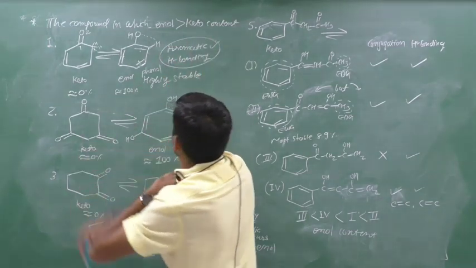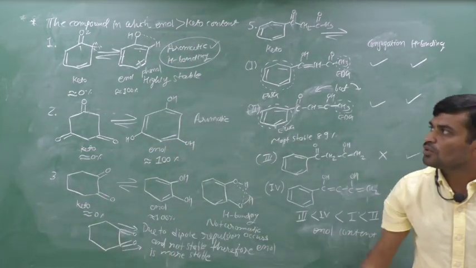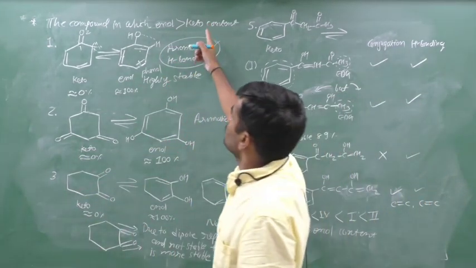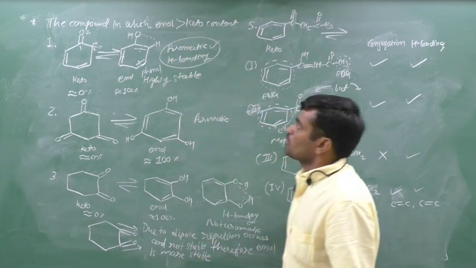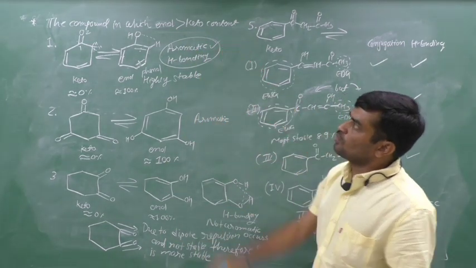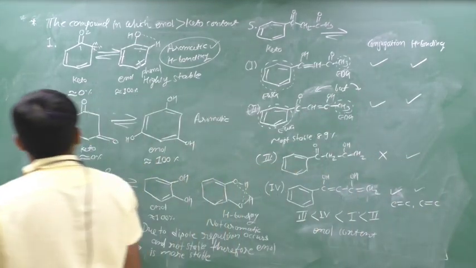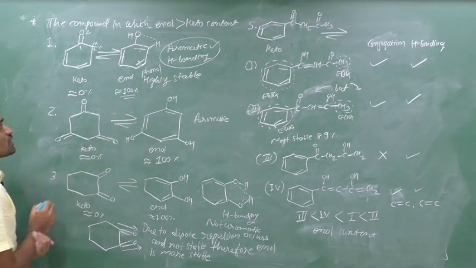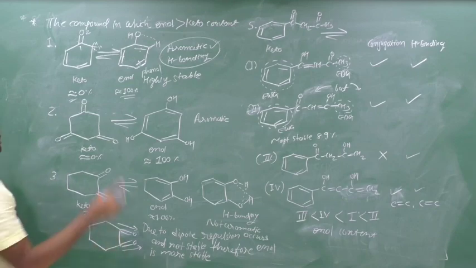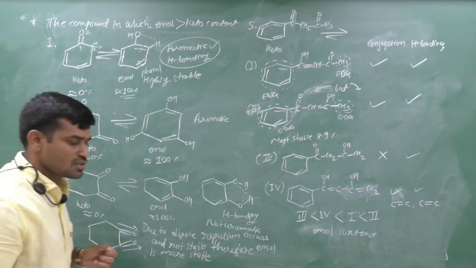And if 2 factors are there, therefore no problem, enol content is more stable than keto content. If these two factors are present together, there is nothing to think about. Enol content is generally more stable than keto content. Nearly this is 100% and this is 0%, because aromatic compound is the most stable compound.